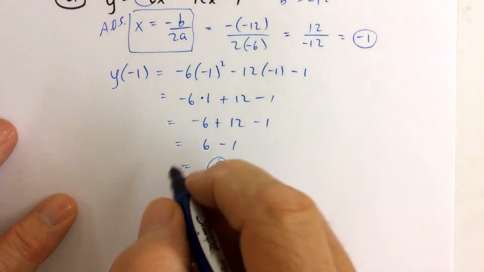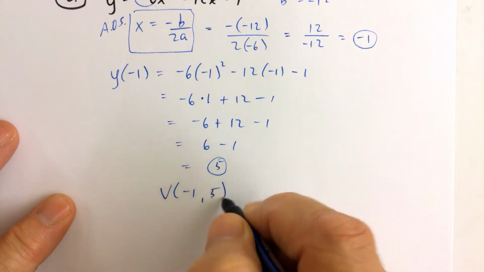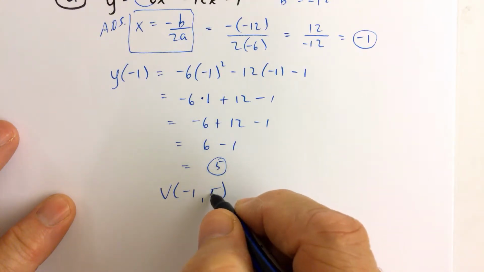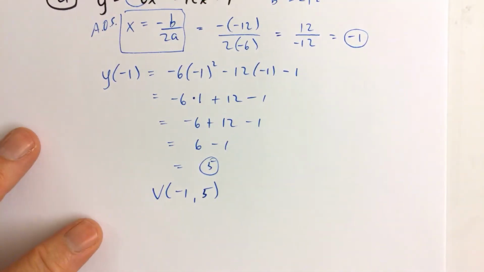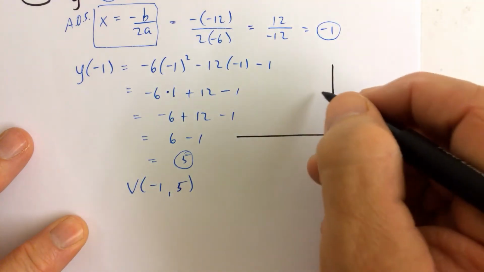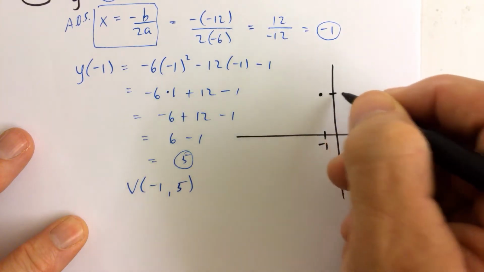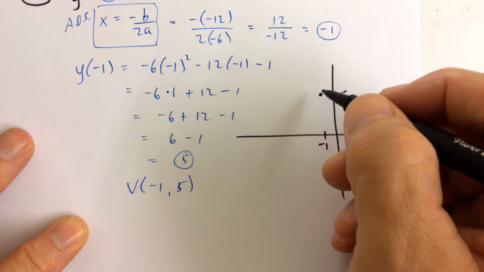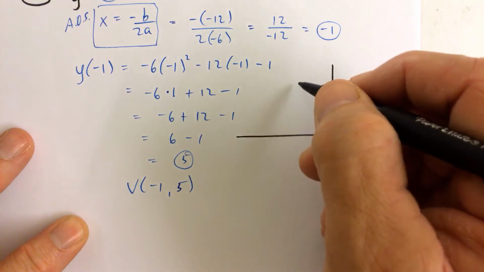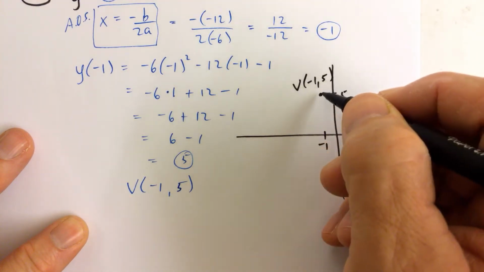All that being said, the x-coordinate of the vertex we said was negative 1. The y-coordinate we determined for the vertex is 5. And if the vertex is negative 1, 5, we might as well plot that. Negative 1, 5 is right there, let's say. So negative 1 and then 5. We draw the vertex, plot it, and label it. Negative 1, comma 5 is the vertex.